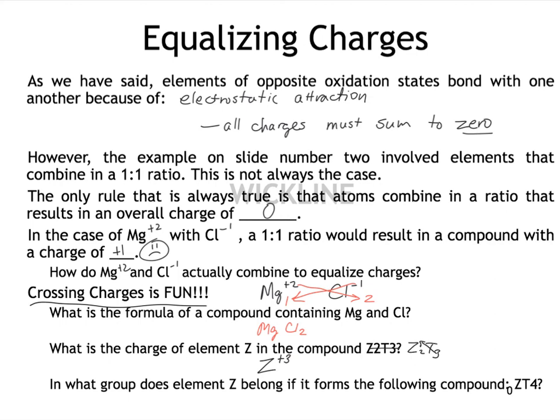Let's do a slightly different example, but in this case the compound is ZT4, and that means when you uncross this charge that the charge of Z must be Z +4. That also means that the group that it belongs to must be group 14, and all the elements in group 14, like carbon and silicon, they all have possible oxidation states of +4.